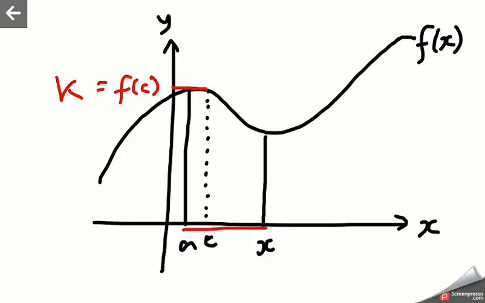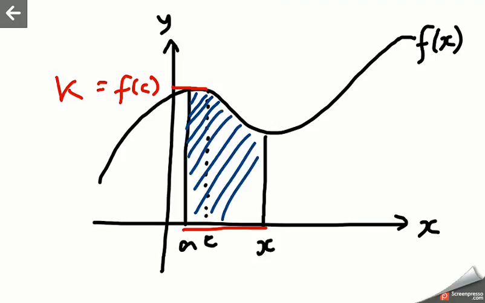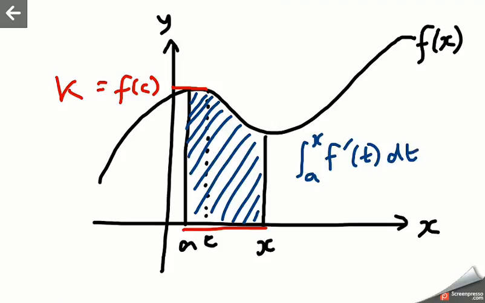Okay, now we're going to do a little bit of integration here. We know from the fundamental theorem of calculus that this blue area under the curve is actually equal to the integral from a to x of f prime, and now we need a dummy variable, f prime of t. We need a dummy variable because we already used the x here. So f prime of t dt. That's what the blue area under the curve is equal to.